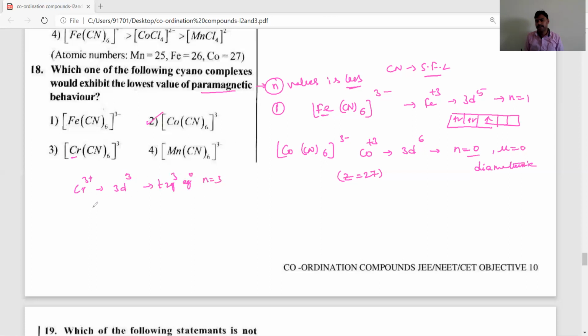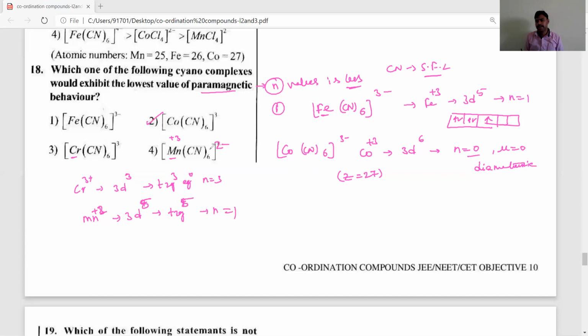The fourth complex has Mn in the +2 oxidation state, Mn(CN)6 4-, with 3d5 electronic configuration, t2g5, so n is equal to 1. So the least magnetic nature is Co(CN)6 3-.